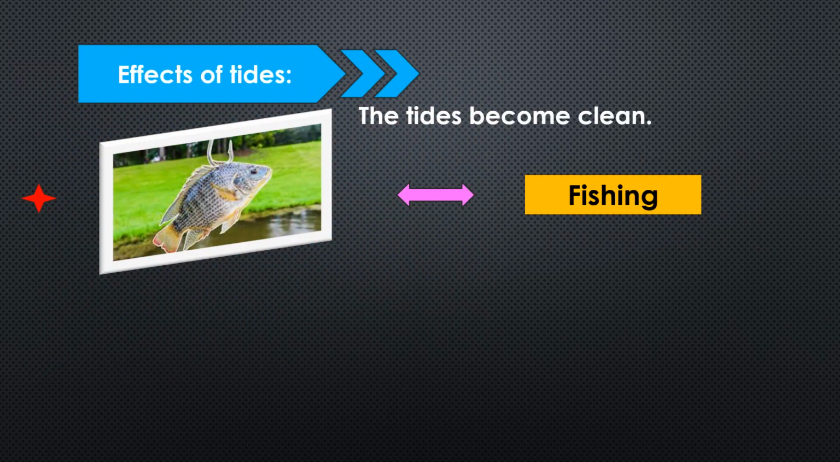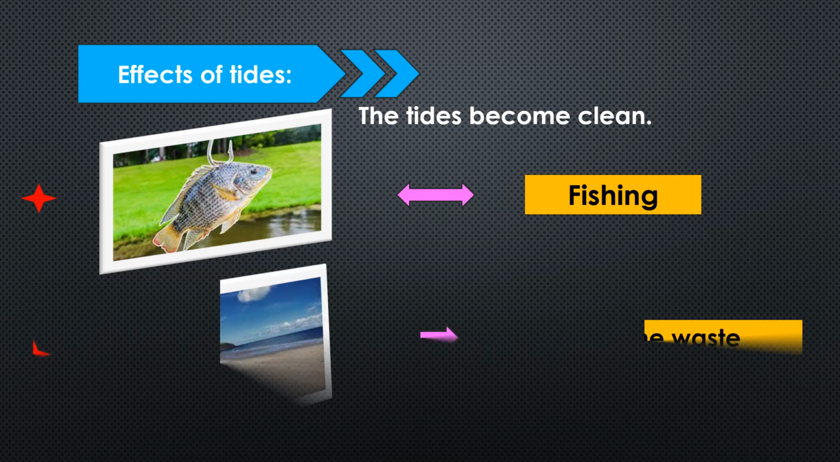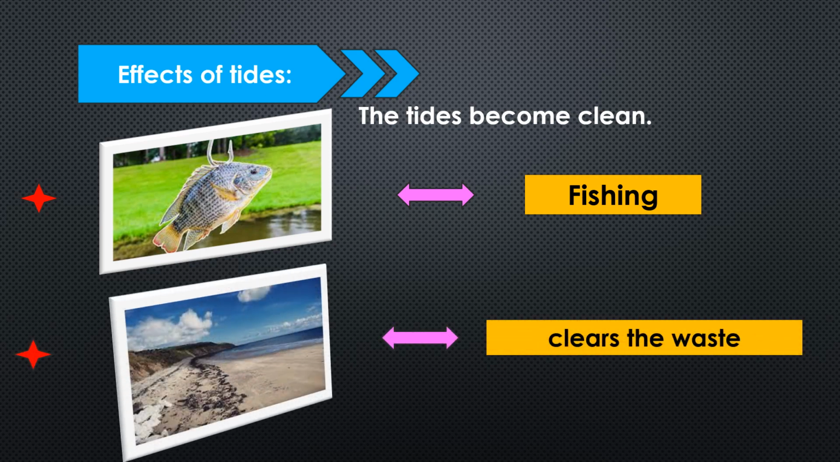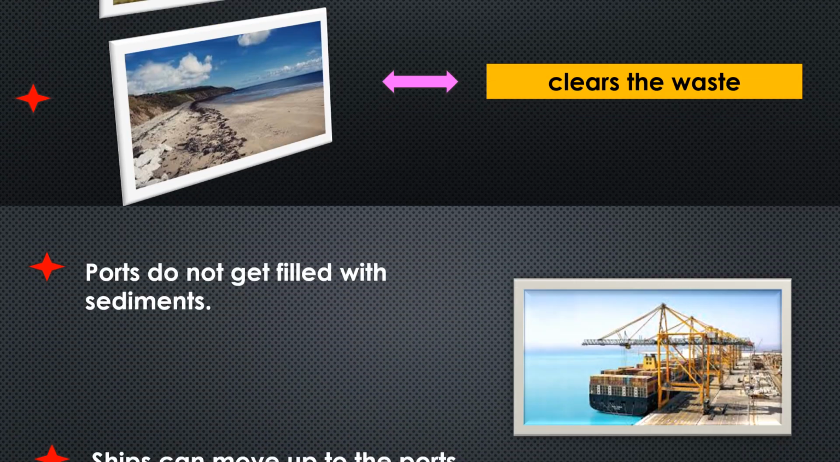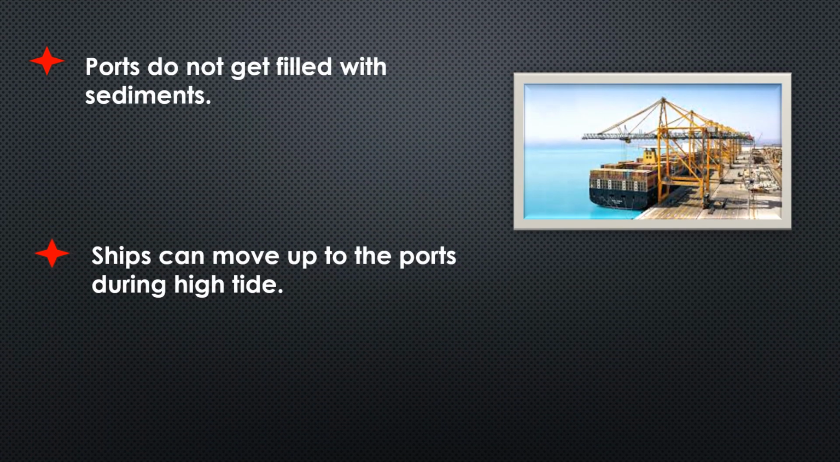Let us see what the effects of tides are. Now, when there is a high tide, the fishes tend to move into the creeks, and this helps the fishermen in their activity of fishing. Tides help to clear the waste from the sea. It helps in preventing the accumulation of waste in the waterbeds. Tides restrict the accumulation of sediments on the ports.